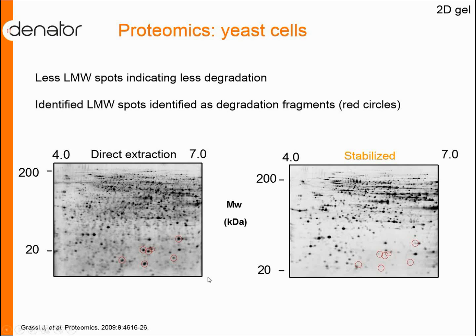These 7 were identified as being shorter versions of enolase. And enolase is one of the proteins which is most often found in 2D gel experiments. And there's a hypothesis that this is very actively degraded and that it tends to change rapidly during the sample preparation process.